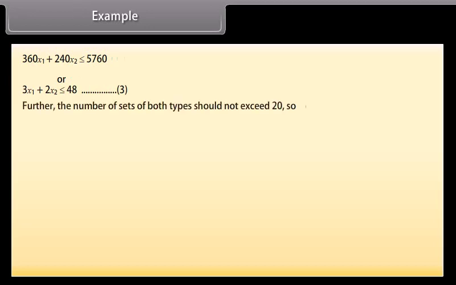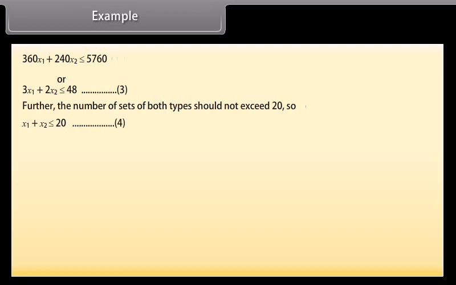That is, 360 x1 plus 240 x2 is smaller than or equal to 5,760, or 3x1 plus 2x2 is smaller than or equal to 48. Mark it as 3. Further, the number of sets of both types should not exceed 20, so x1 plus x2 is smaller than or equal to 20.